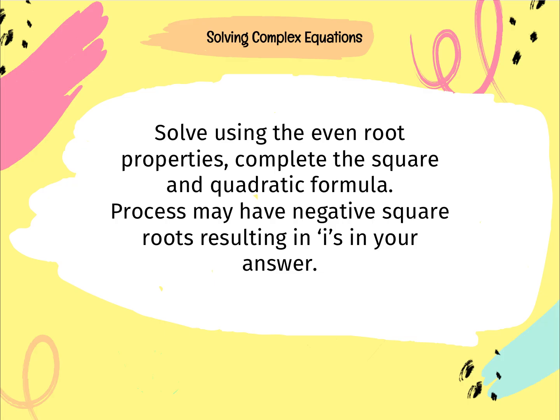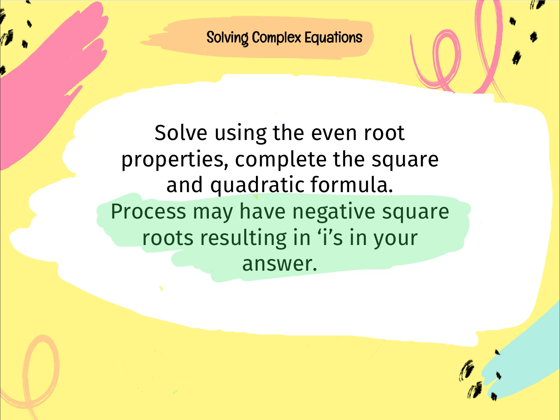There's two kinds that we're going to do. We're going to solve using the even root property. You can complete the square, and you can also do the quadratic formula. What will happen in all of these is you should get a negative underneath the square root, which we will pull out and have an i in our answer. All right, that should happen today. So if it doesn't, then we got to go back and check, see what you did wrong.